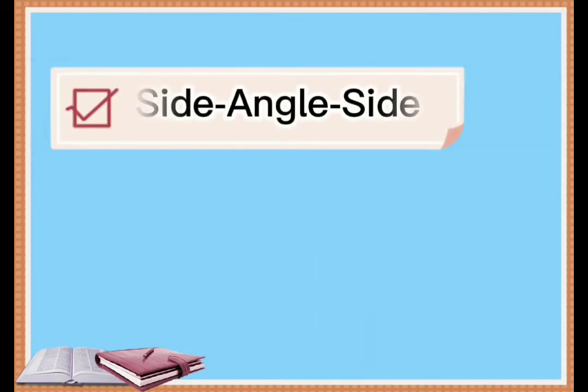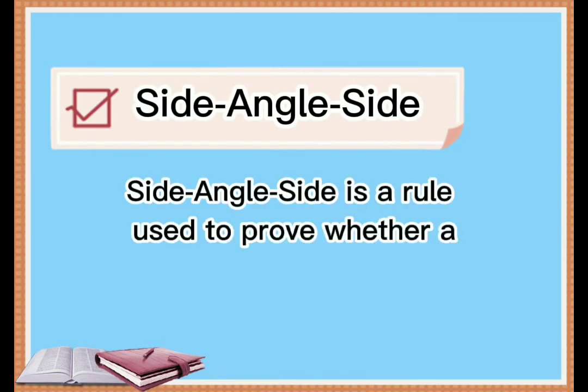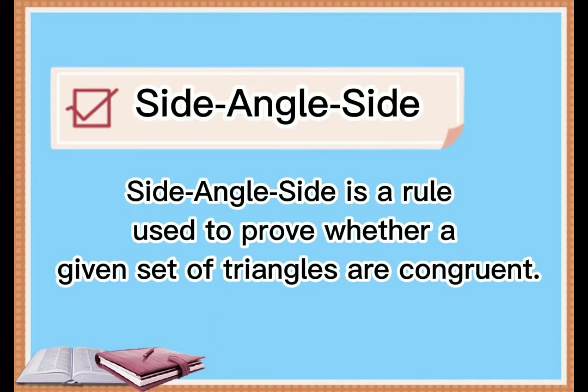The second rule is the side-angle-side. This rule is used to prove whether a given set of triangles are congruent.